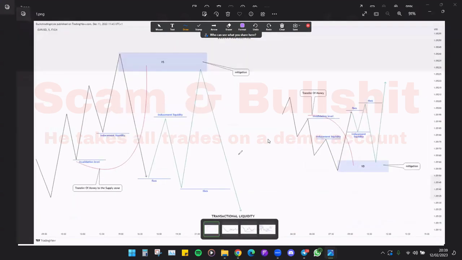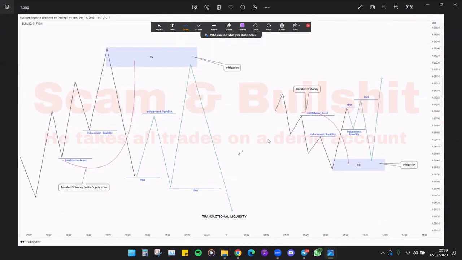Good. It's going to look a little bit confusing, but we're going to understand it. And this TLQ, it doesn't happen all of the time. Probably once in a while it happens on the chart. So let's see what's going to happen, right?